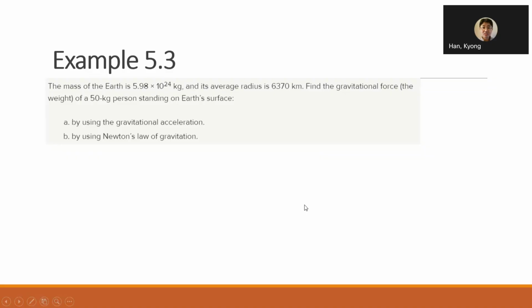Right, and we're going to move to the slide here. The mass of the Earth, ME, is equal to 5.98 times 10 to the 24 kilograms. The average radius of the Earth, RE, is 6,370 kilometers. That would be 6.37 times 10 to the 6 power meters. Find the gravitational force acting on a 50 kilogram person standing on the Earth's surface.